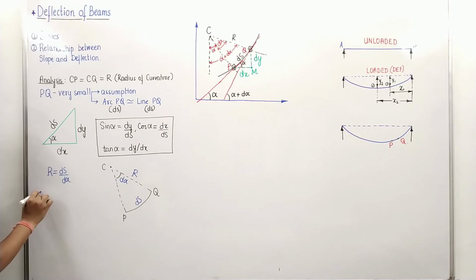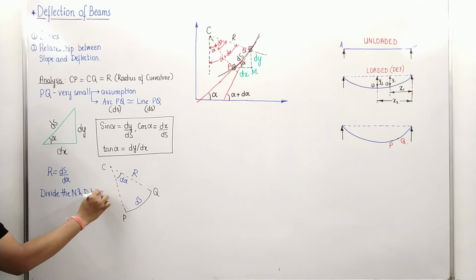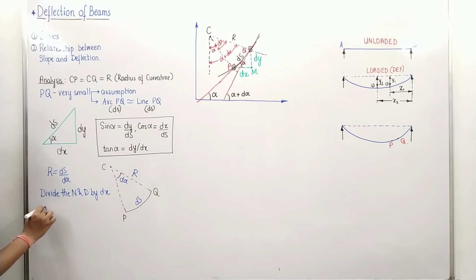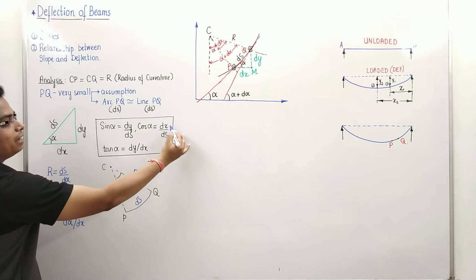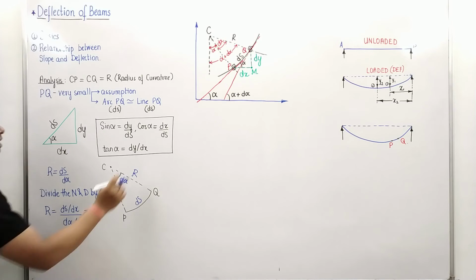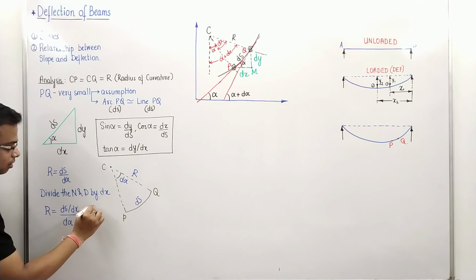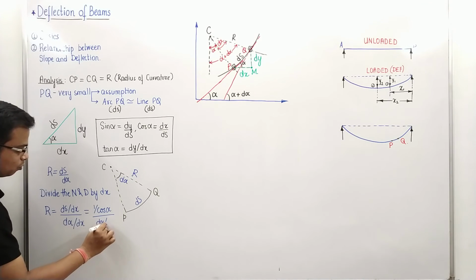What we'll do is we'll divide the numerator and denominator by dx. Once you do that, you will have this r in this form. R is equal to ds over dx whole divided by d alpha over dx. So do we have a value for ds over dx? We have x over s and we want s by x, isn't it? So this can be written as 1 by cos alpha, and this is going to be divided by d alpha over dx.